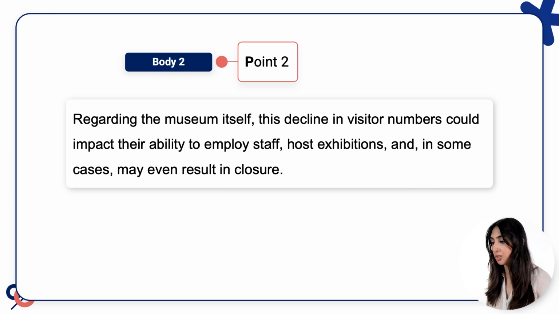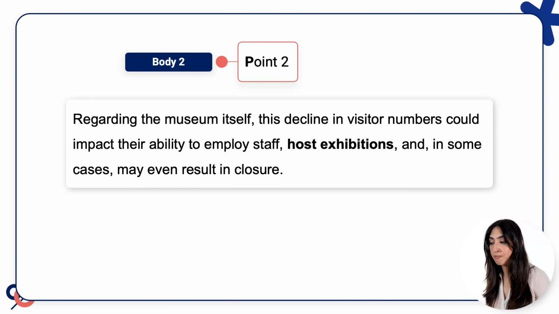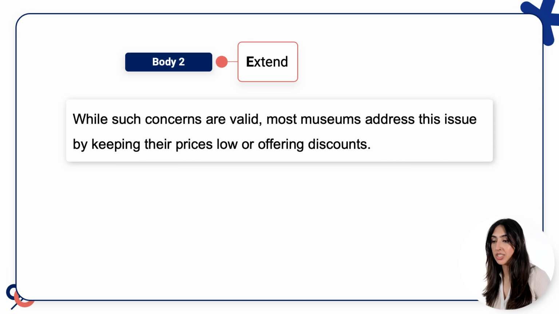Notice the collocation used here, host exhibitions. The verb host usually goes with a noun like exhibitions or events. And here's where we extend our second disadvantage. While such concerns are valid, most museums address this issue by keeping their prices low or offering discounts.